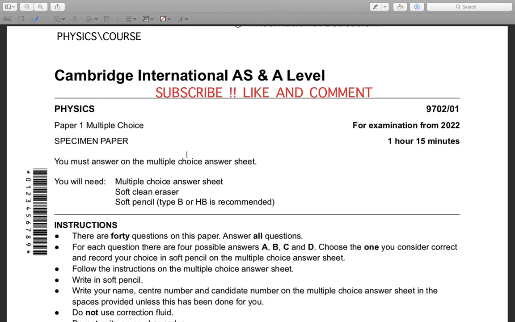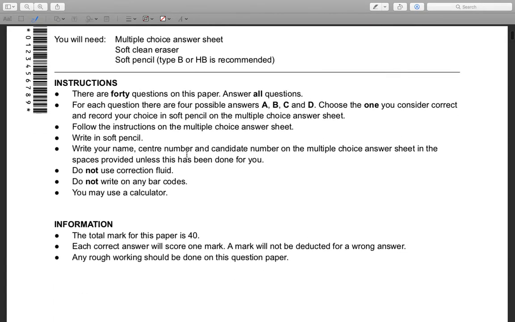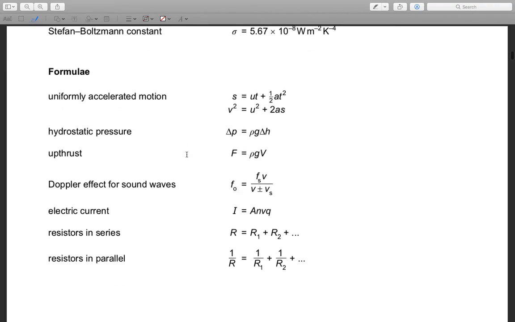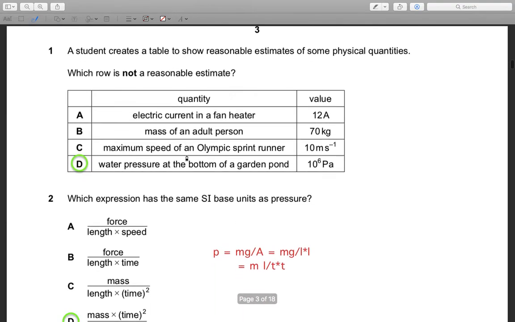This time I want to share the problem solving, answers and solutions of the Cambridge International AS Level, Paper 1, multiple choice. We go directly to solve some problems, probably 40 questions. Yes, this is the paper. Okay, go to number one.